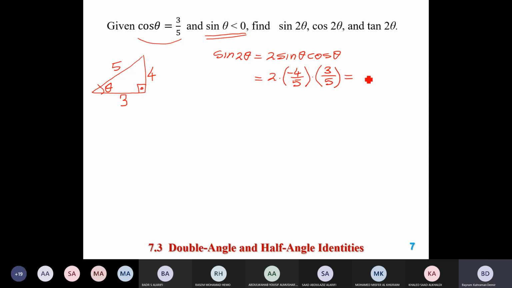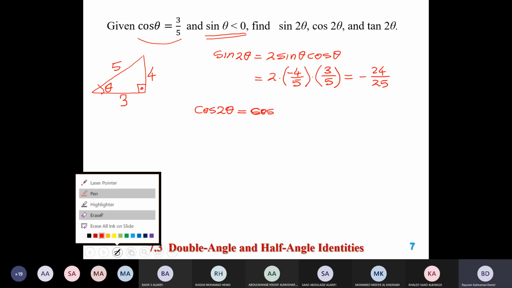So the result is negative 24 divided by 25. That is the sine of 2 theta. Let's see cosine of 2 theta, everybody. Remember, we have 3 options, right? Which one would you like to use, Shabab? Cosine square minus sine square? Yeah, why not? Let's see. Let's use this one.